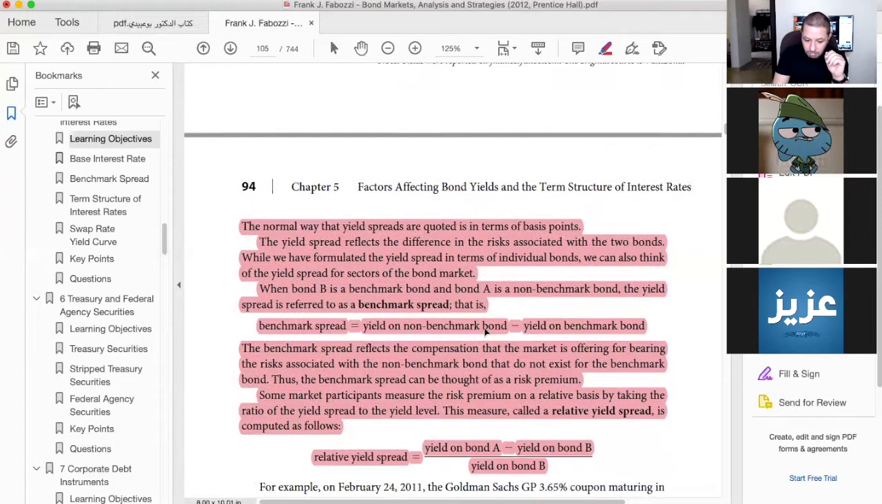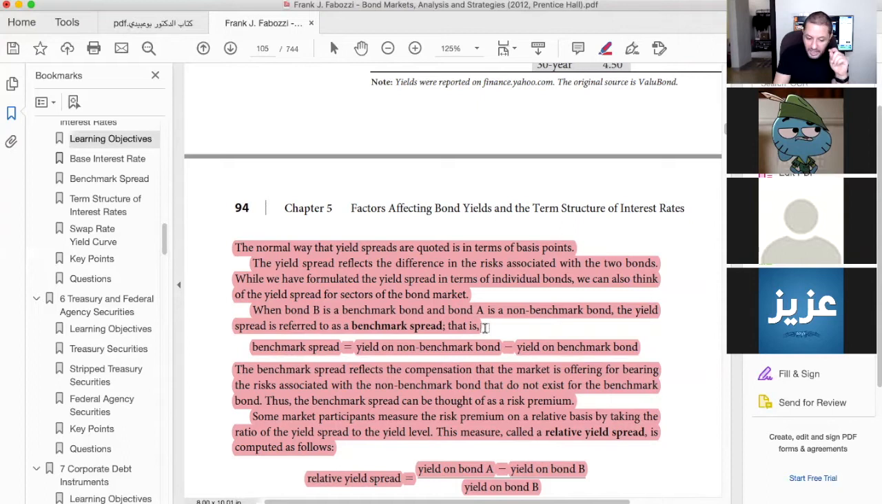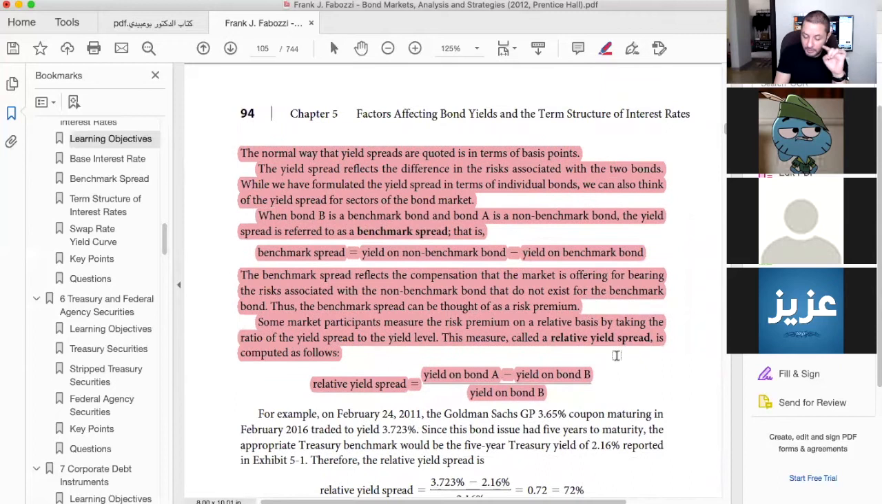The yield spread reflects the difference in the risks associated with the two bonds. While we have formulated the yield spread in terms of individual bonds, we can also think of the yield spread for sectors of the bond market. When bond B is a benchmark bond and bond A is a non-benchmark bond, the yield spread is referred to as the benchmark spread. That is, the benchmark spread is equal to the yield on the non-benchmark bond minus the yield on the benchmark bond. So we are here considering two bonds belonging to two different sectors of the economy. The benchmark spread reflects the compensation that the market is offering for bearing the risks associated with the non-benchmark bond that do not exist for the benchmark bond.